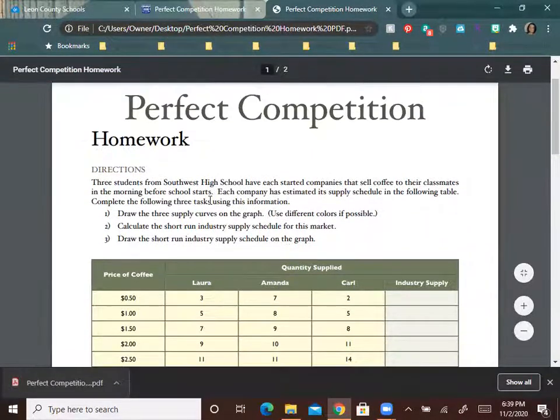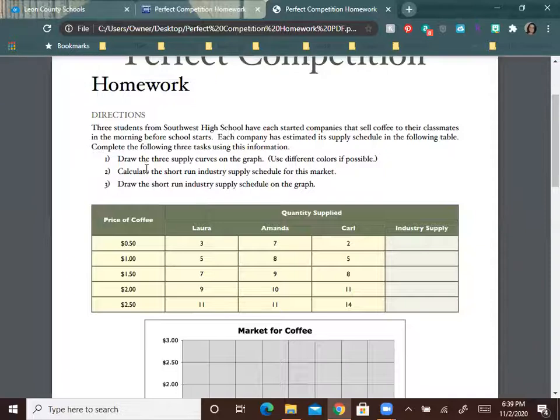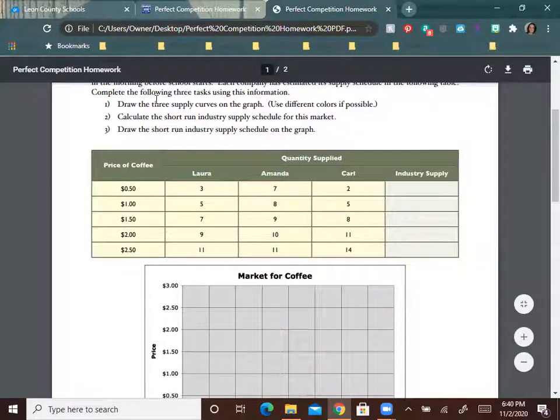All right, so here we have your perfect competition homework. It says 3 students from Southwest High School have each started companies that sell coffee to their classmates in the morning before school starts. That'd be nice, right? Each company has estimated its supply schedule in the following table. So we're going to complete the following 3 tasks using this information. We're going to draw 3 supply curves on the graph, use different colors if possible, calculate the short-run industry supply schedule for this market, and draw the short-run industry supply schedule on the graph.